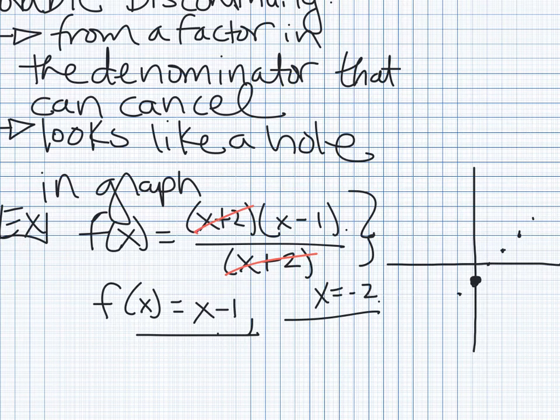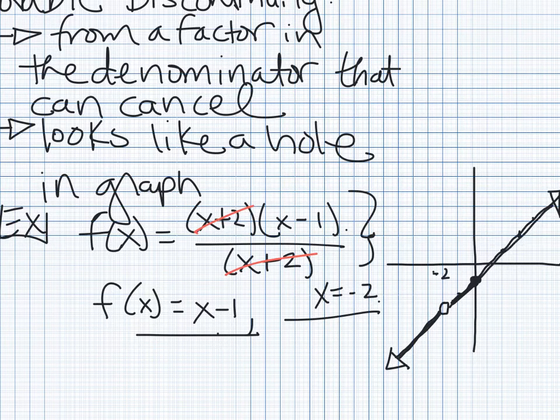Going back towards my point of discontinuity, when x equals negative 2, we're going to skip it. So your graph will be this straight line with a hole where x equals negative 2. And that's what the graph of a rational function with a removable discontinuity looks like.